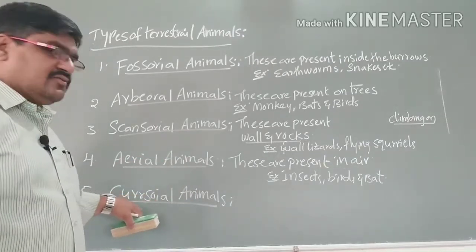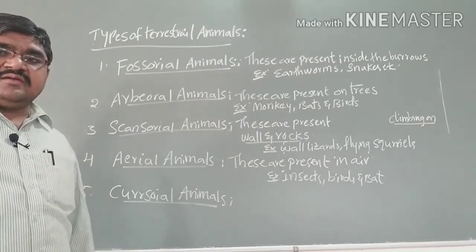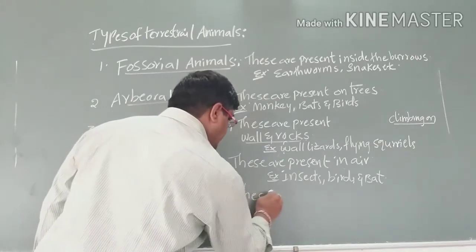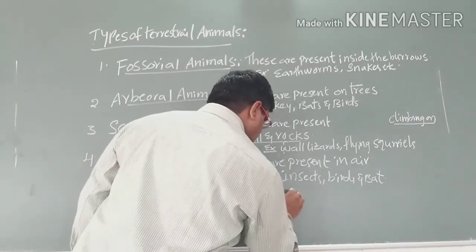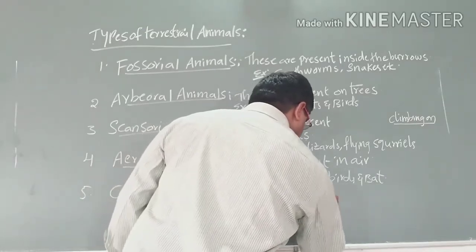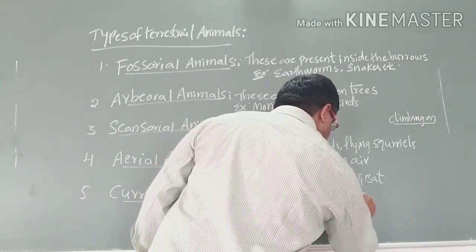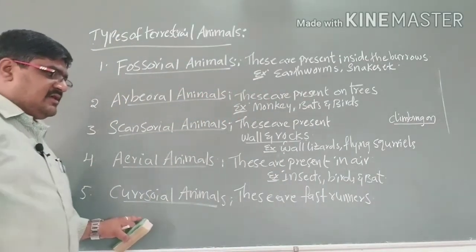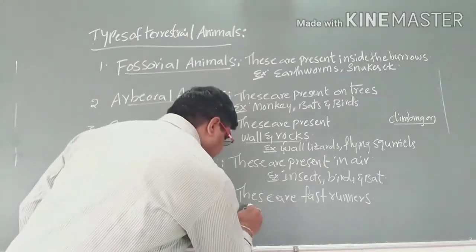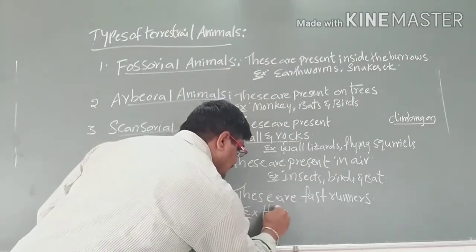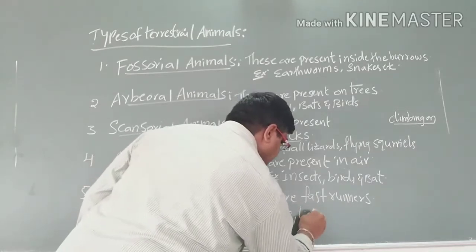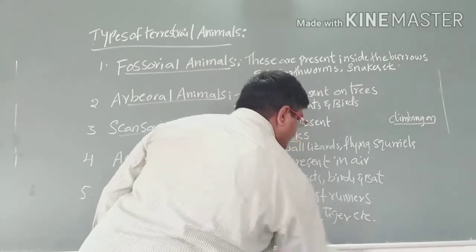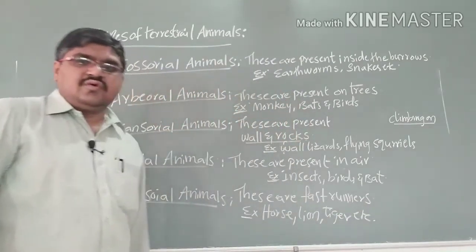Next, cursorial. Cursorial means fast running. These animals are fast runners, so such animals are called cursorial animals. For example, here you can see the horse, lion, tiger, etc. We can call these cursorial animals.